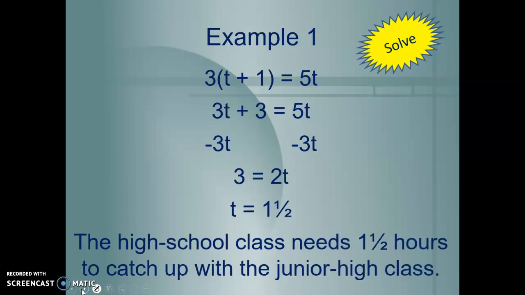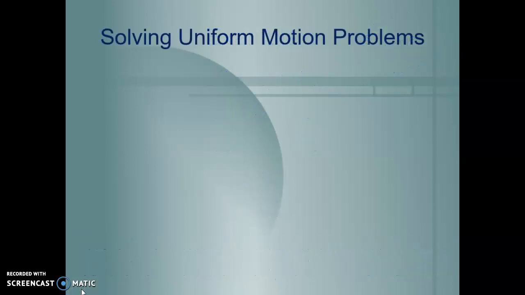Well, remember we were talking about hours, so T is 1.5 hours. The high school class needs 1.5 hours to catch up with the junior high class. That was the question. How much time will pass before they catch up, before they're walking together on this trail? And 1.5 hours is our answer.